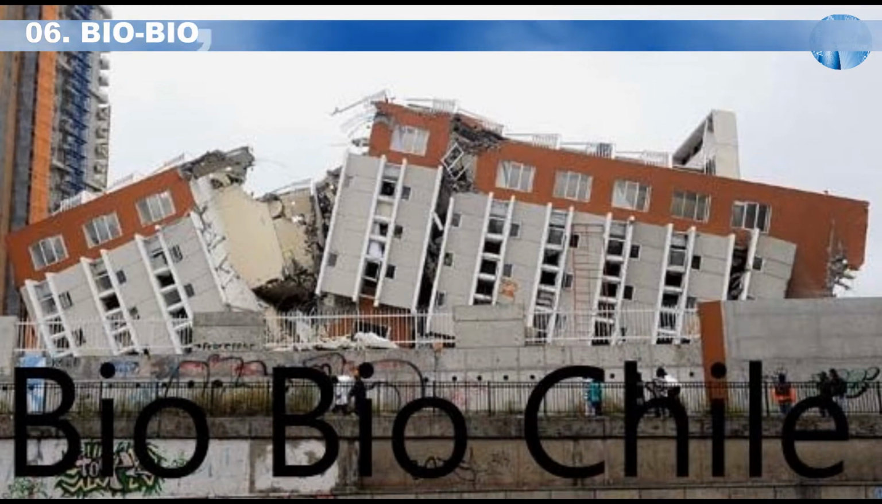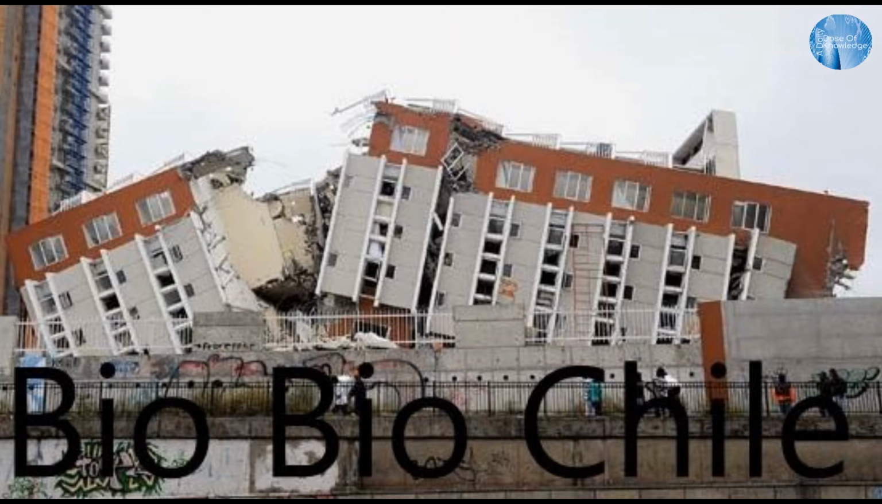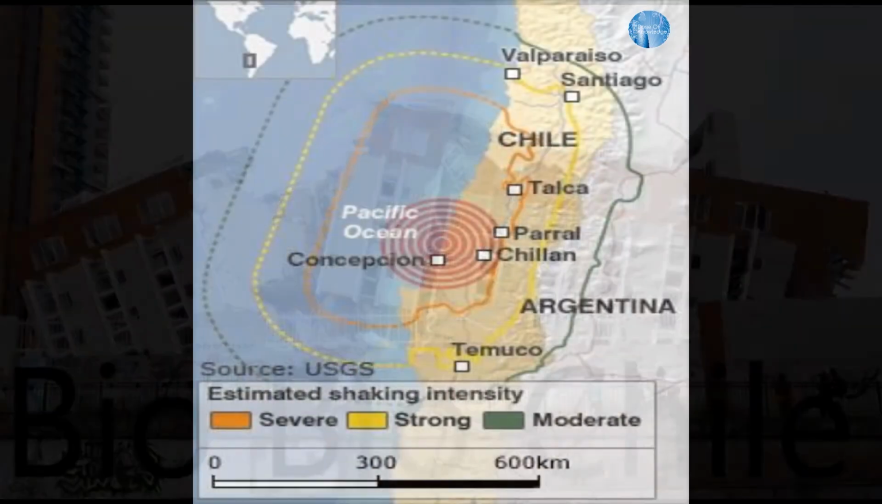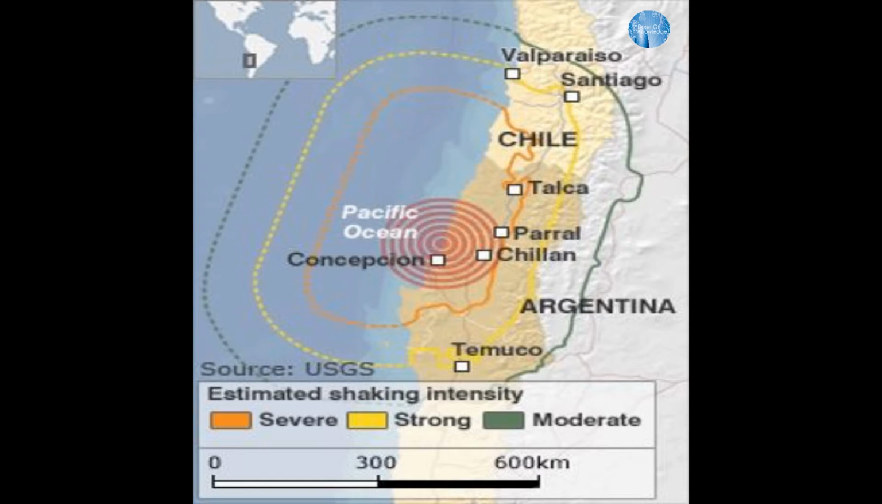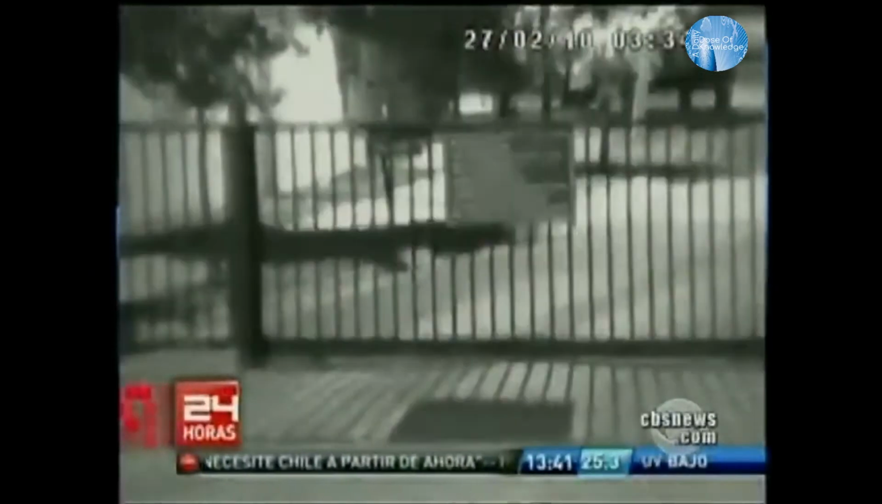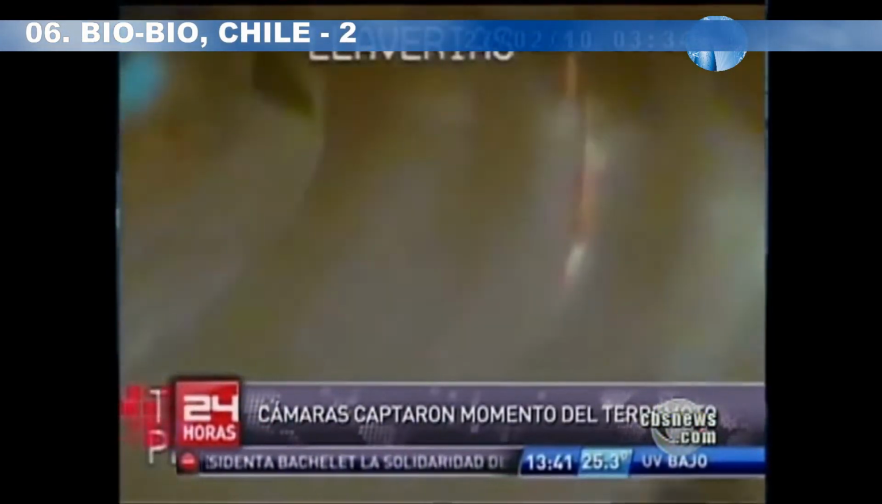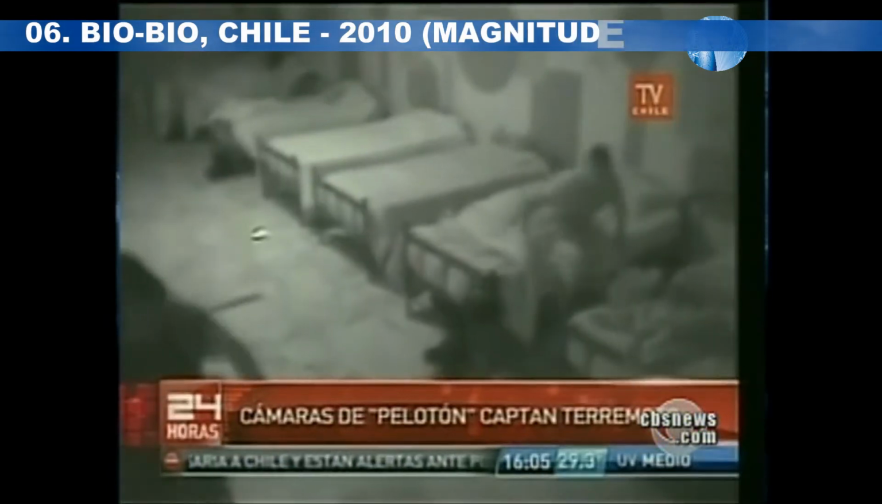Number 6. Biobío, Chile. Magnitude 8.8. The magnitude 8.8 earthquake struck at 3:34 a.m. The epicenter was located some 200 miles, 325 kilometers southwest of the Chilean capital of Santiago, and the focus occurred at a depth of about 35 kilometers below the surface of the Pacific Ocean. The earthquake, resulting from the rupture of a 500 to 600 kilometer stretch of the fault that separates the South American plate from the subducting Nazca plate, was felt as far away as Sao Paulo, Brazil, and Buenos Aires, Argentina.